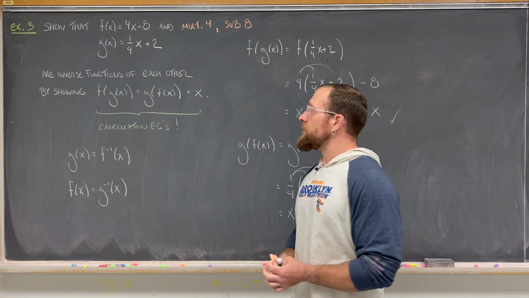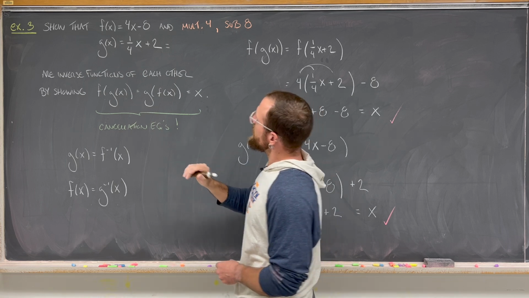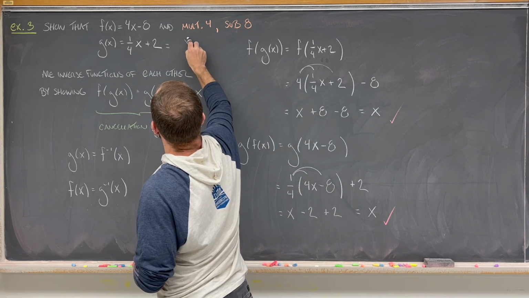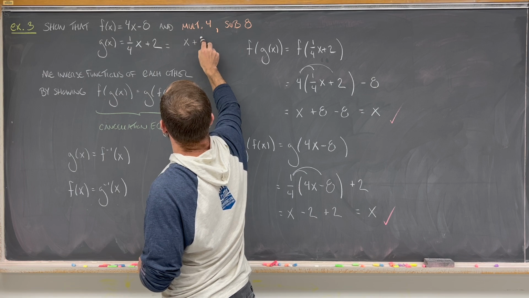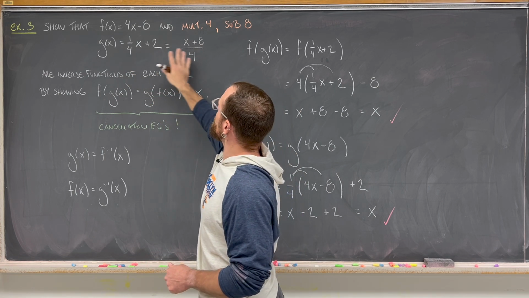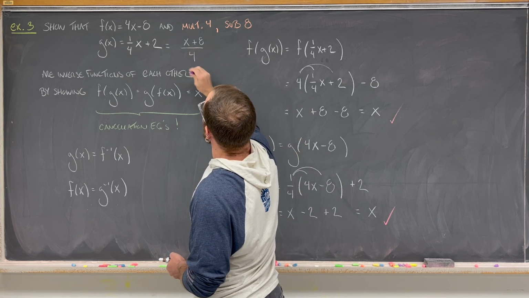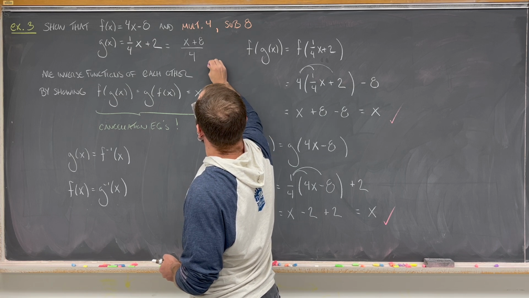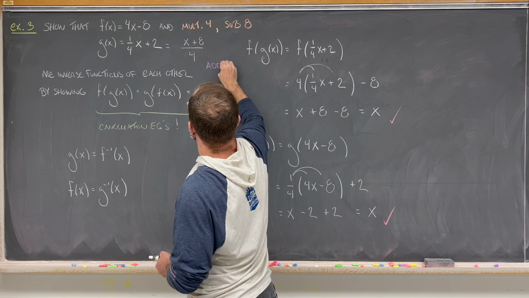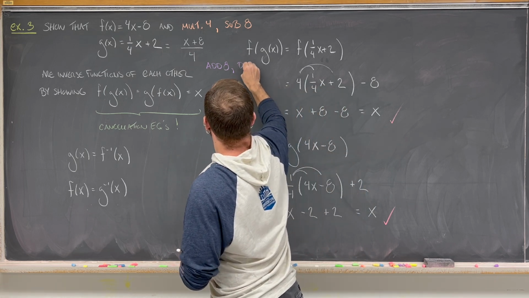Now, what does g do? Well, I'm going to rewrite g because I was trying to hide it. But what g does, you could rewrite g as x plus 8 divided by 4. That's the same thing as 1/4 x plus 2. And in words, what that's doing is taking the input, and the first thing it does is it adds 8. And the next thing it does is it divides by 4.